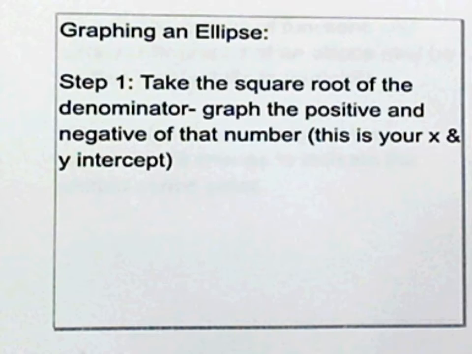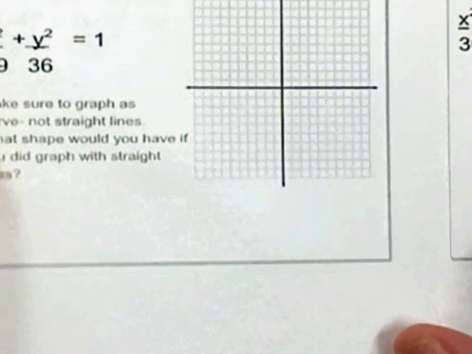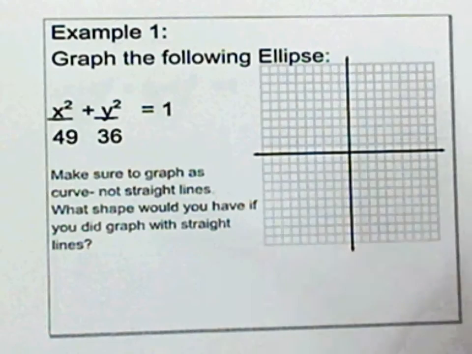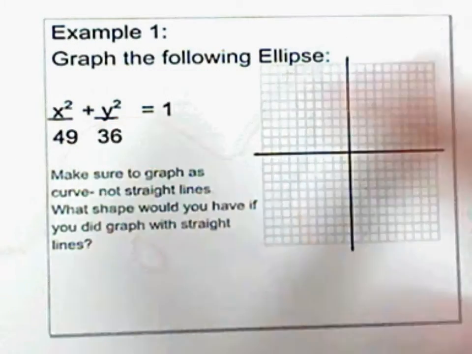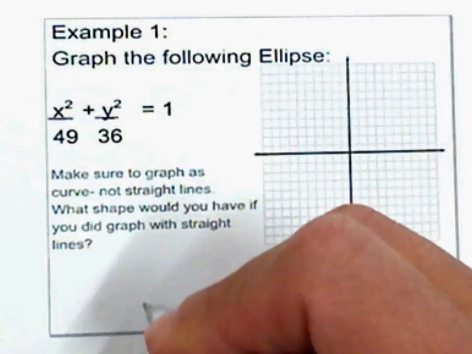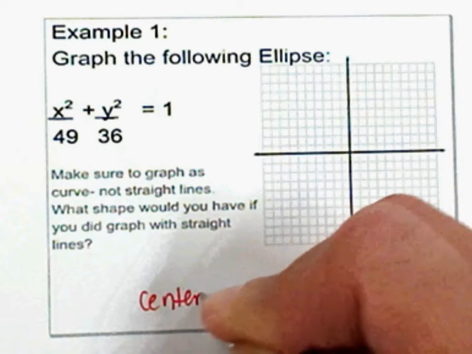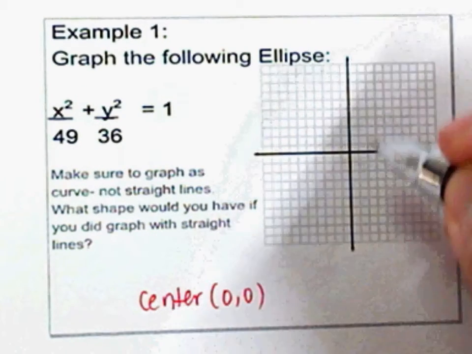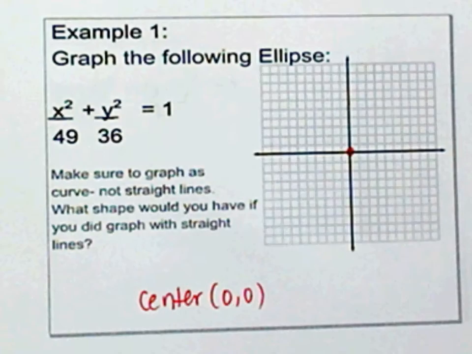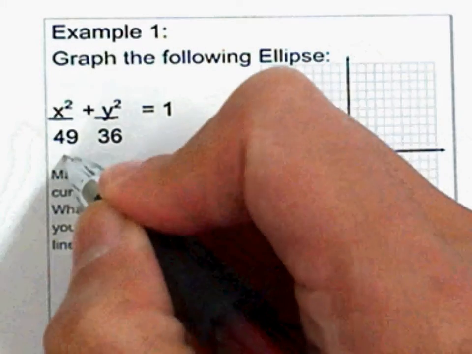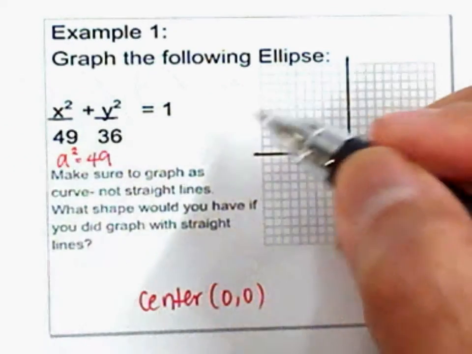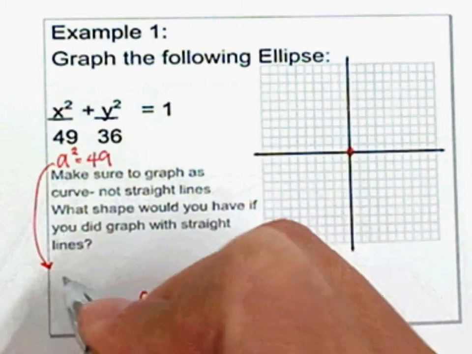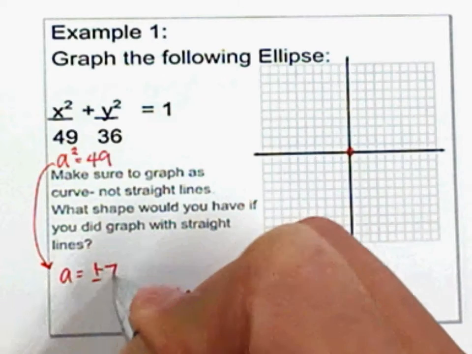For example, you have an equation right here. Notice how there's not any number with them, so your center is going to be 0, 0. So we're going to go to 0, 0. Now, here's your A. A squared is 49, so A is equal to plus or minus 7.